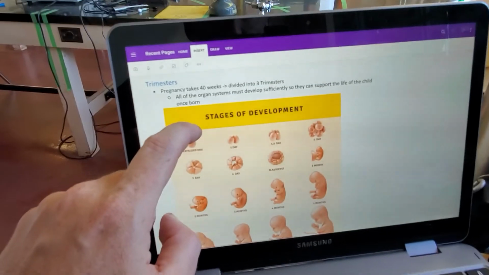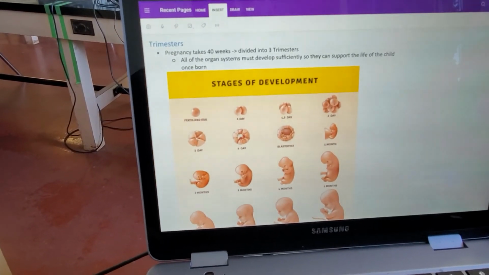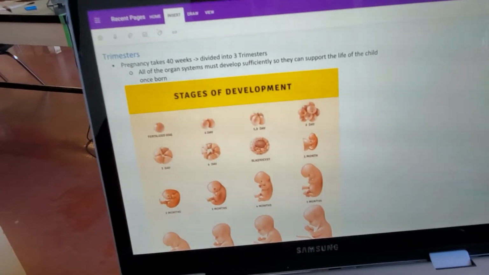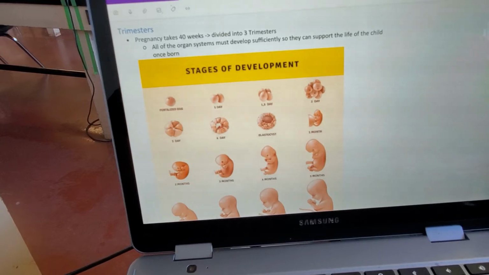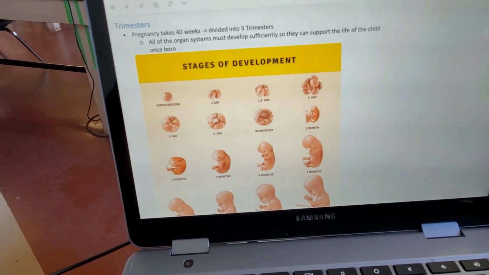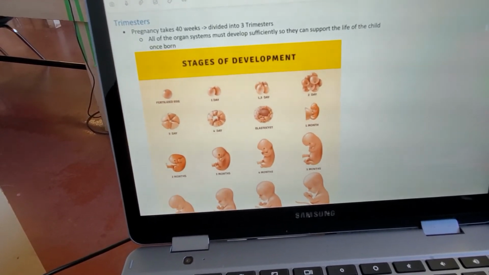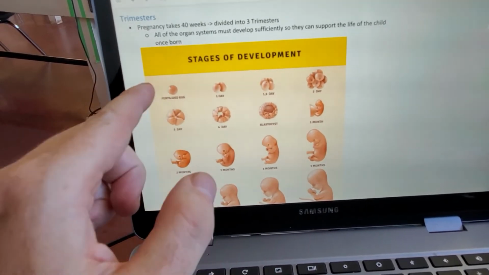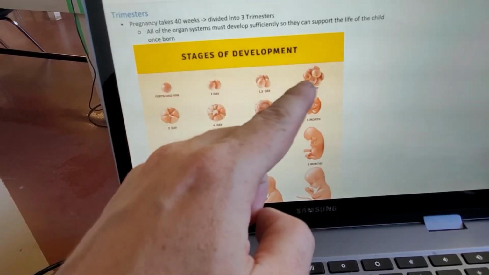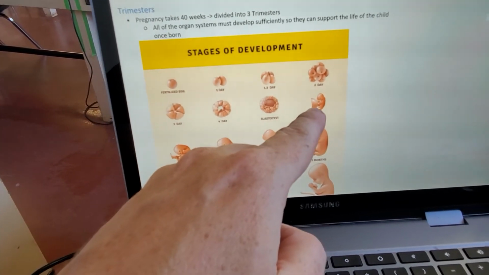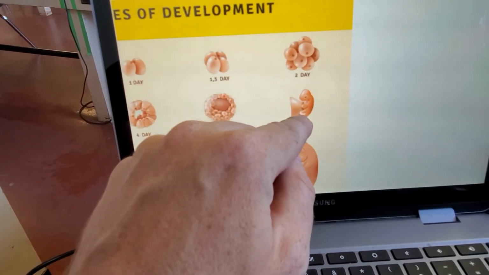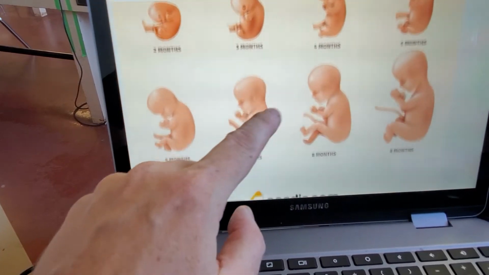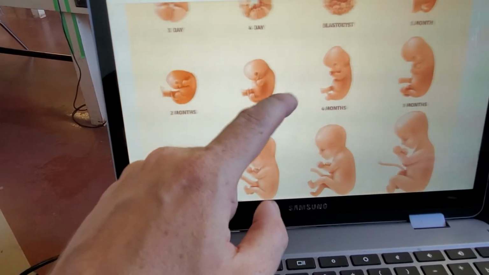And so then we break up a pregnancy into trimesters. Basically, there are 3 trimesters to a pregnancy. A pregnancy is around 40 weeks, and so each trimester is about 3 months. 9 months total is a pregnancy, about. So we've got the fertilized egg, 1 day, 2 days, and the baby at 1 month. After 1 month, you've got a little squirmy, fish-like thing. The eyes are on the sides. There's the placenta developing right there.